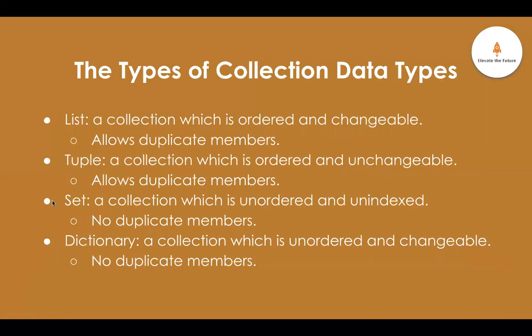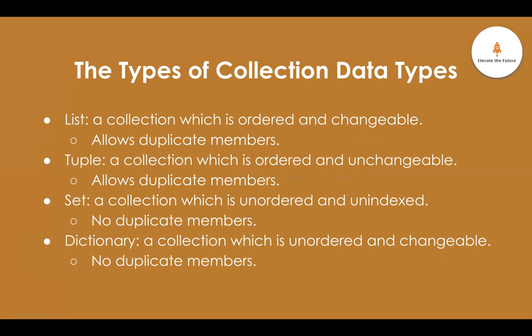A tuple, on the other hand, is a collection which is also ordered, but it's unchangeable and it allows duplicate members. So it would be permanent. You might want to do something like that if you want to keep certain values secure. A set is a collection which is unordered and unindexed, with no duplicate members. So if we think about this, there are no indexes, so there's no index 0 or index 1.